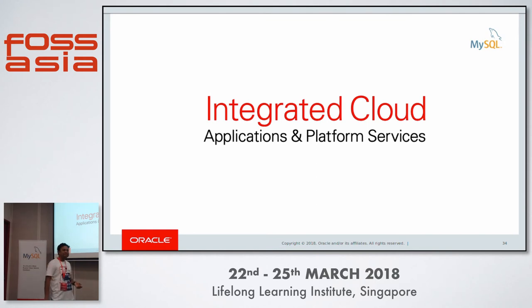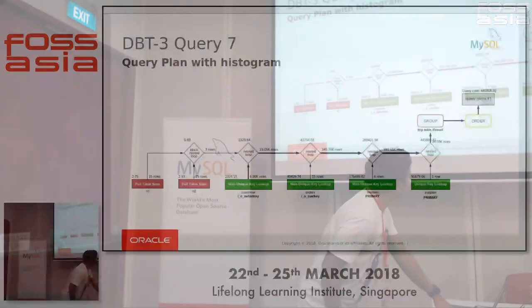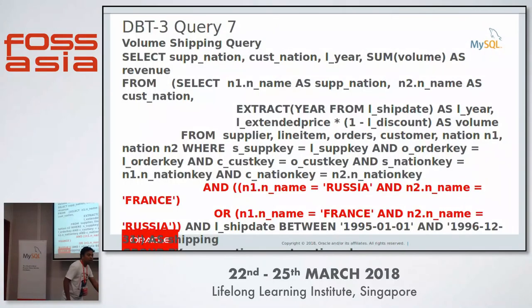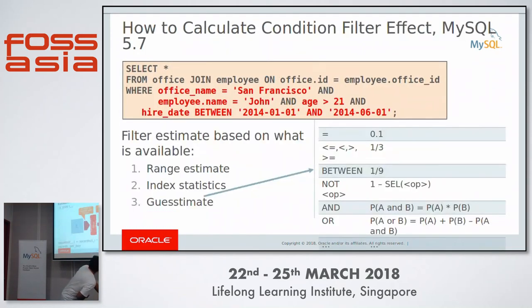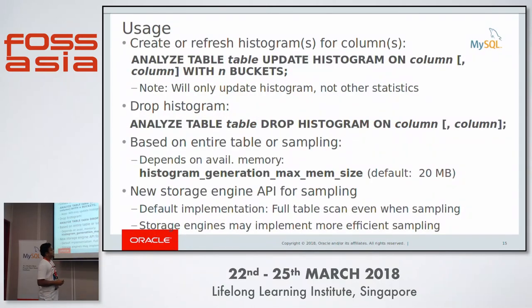Is it also possible to analyze at the schema level, not only the table level? The one I saw in the presentation is only on the table. So is it possible to analyze the whole schema, not only one table? You're talking about the analyze command that creates the histogram.